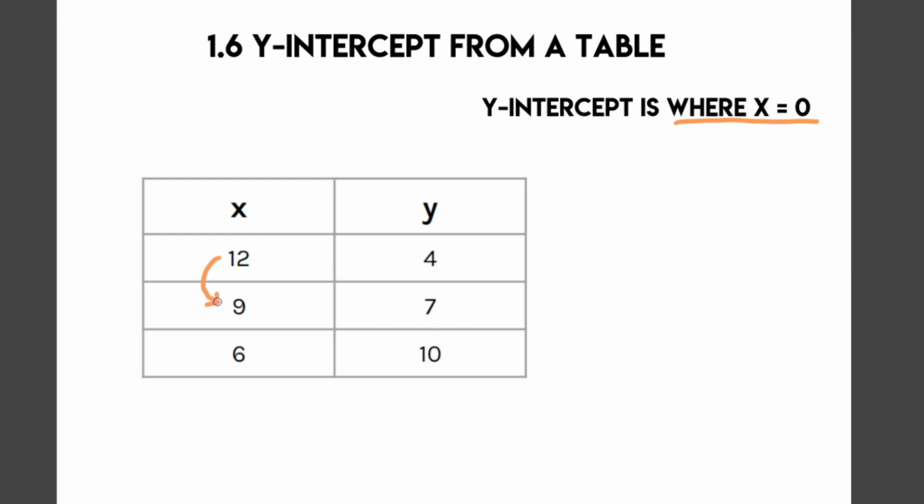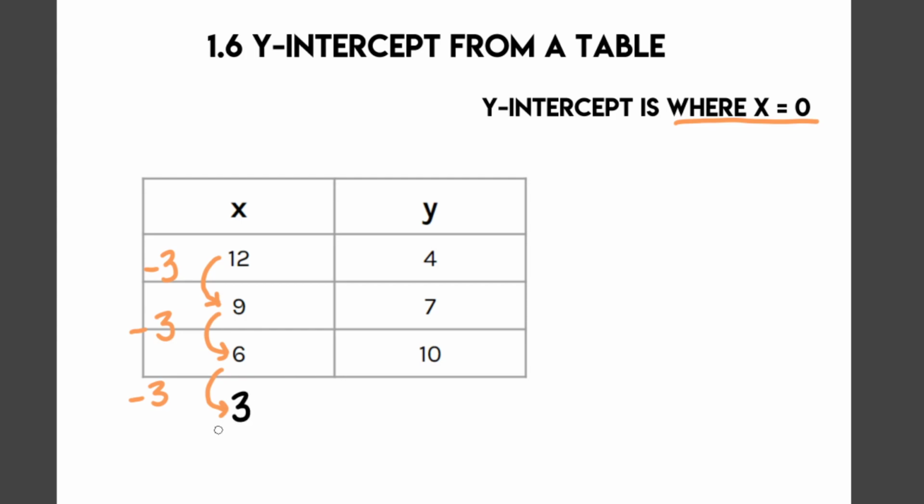So from 12 to 9, my x value went down by 3. From 9 to 6, it again went down by 3, which means my pattern for my x value is going to continue like that. I'm going to say minus 3 again. So we have 12, 9, 6. My next value, 6 minus 3, is going to be 3.